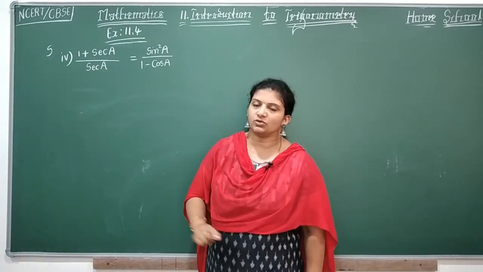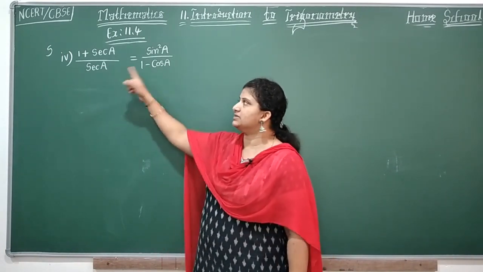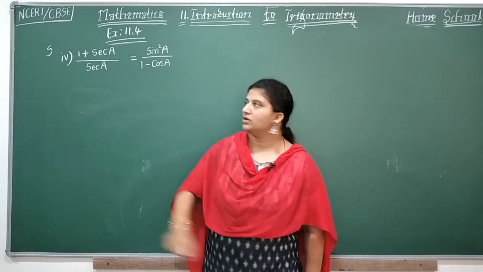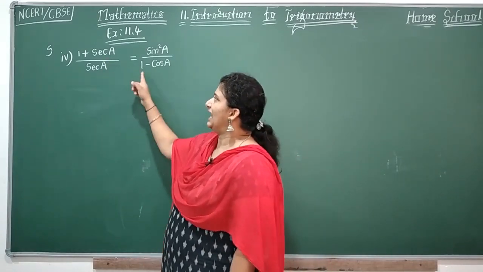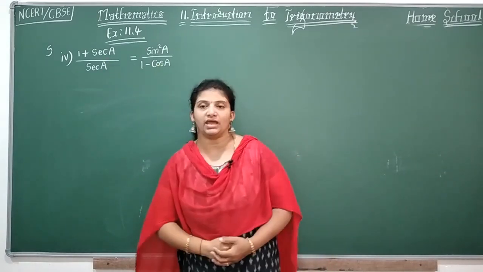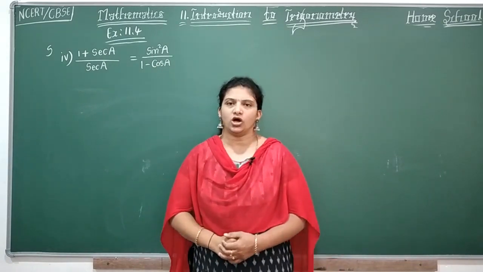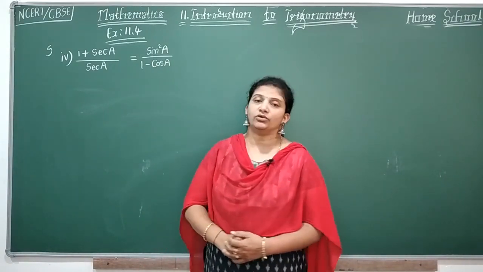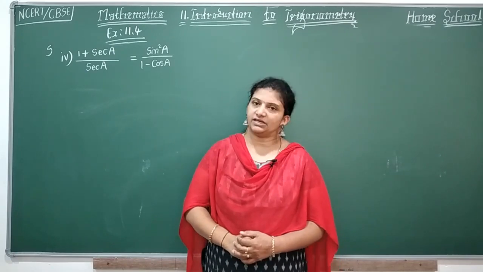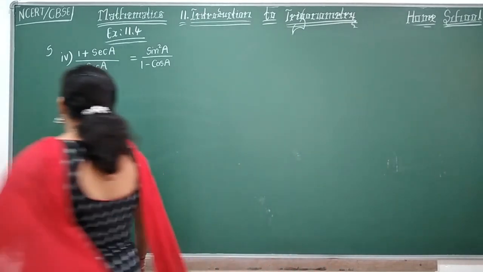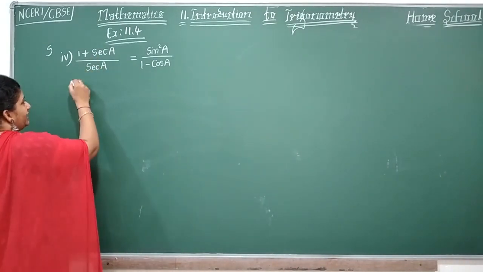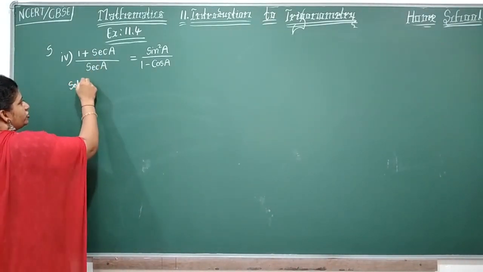What is your 5th question, 4th problem? Prove using identities that the left side equals the right side. So what is the question? (1 plus secant A) by secant A is equal to sine square A by (1 minus cos A). How to do it, children? I've told you 3 methods. Any method you can proceed with. So let us start its solution.